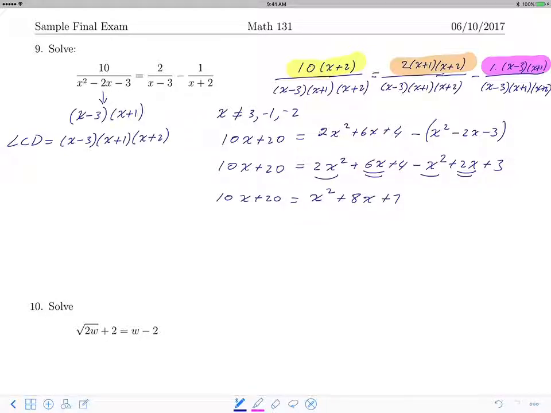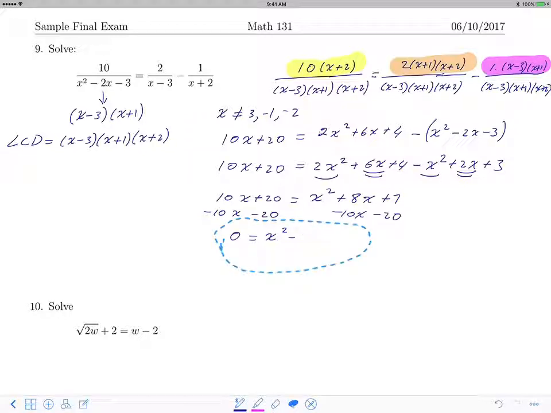So here we have a quadratic equation. So we want to write it in standard form. Make one side 0. Subtract 10x and subtract 20 on both sides. So we get 0 equals x squared minus 2x minus 13.